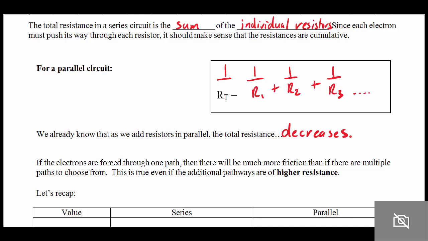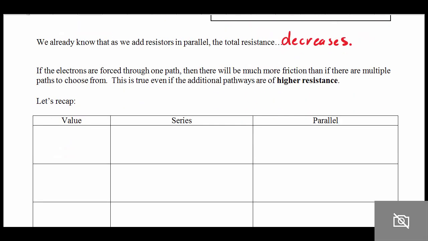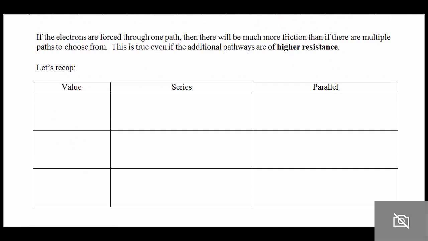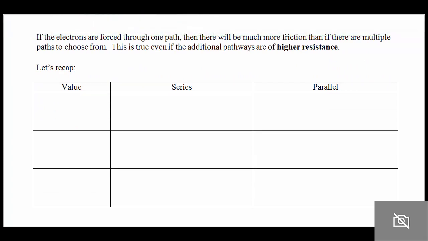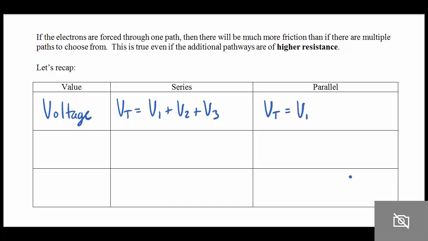So let's do a quick recap of all the rules here so we can commit them. Because the problem with this is that they're really very similar, and so it's really, really easy to mix them up. So let's look at voltage first. In series, the total voltage is going to be the sum of the individual voltages. Whereas in parallel, the total voltage is going to be equal to the voltage across each individual load in parallel.